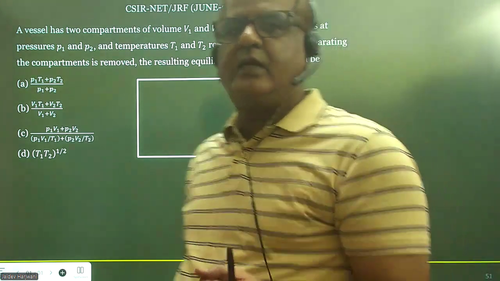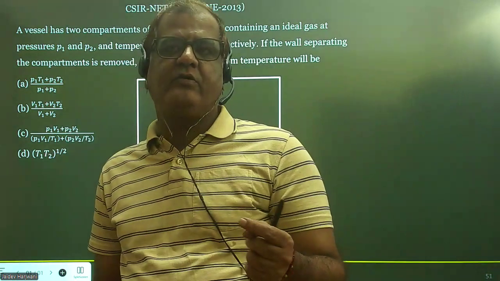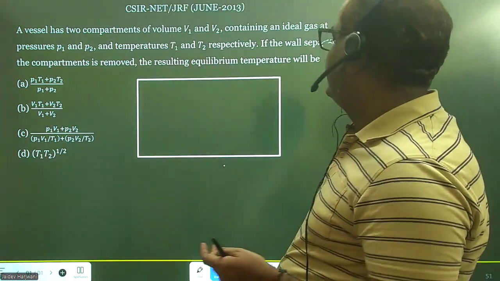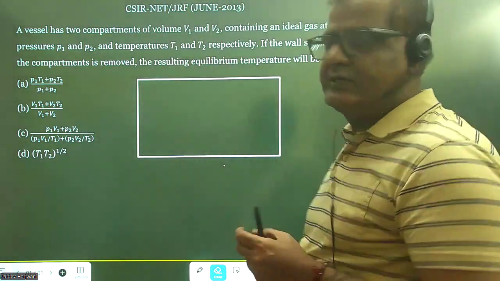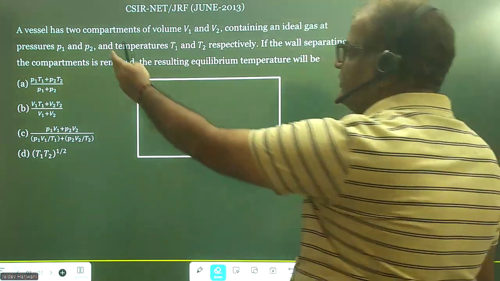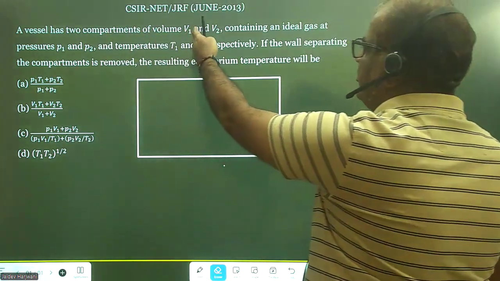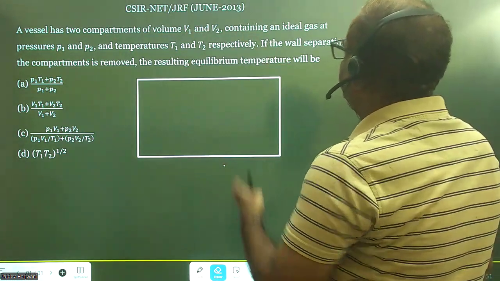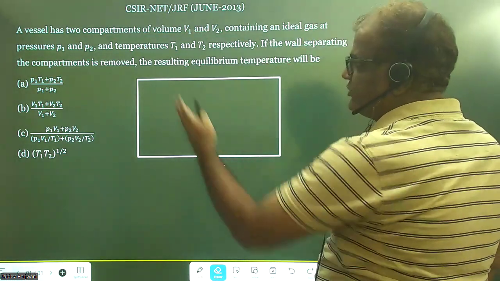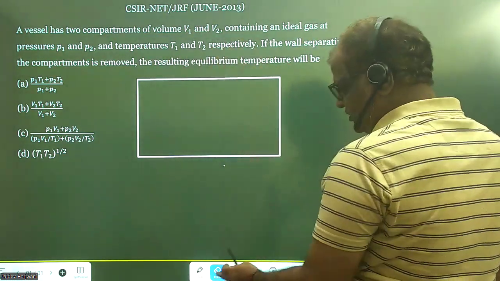Hello students, let us solve one more problem from CSIR-NET. The topic is thermodynamics, and the question says you have a vessel with two compartments of volume V1 and V2 containing an ideal gas at pressures P1, P2 and temperatures T1, T2.